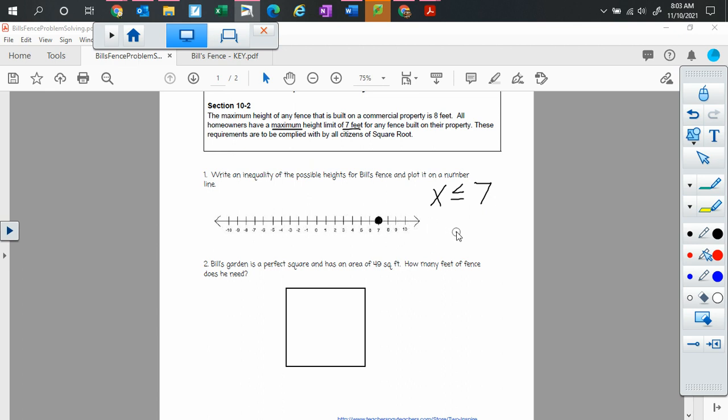The only other thing that I want to include is if we have a fence, we're not going to be negative. So no negatives here. So to represent that, what we can do is we can say that x, which is the height of our fence, has to be greater than or equal to 0. So we would put that dot right here.